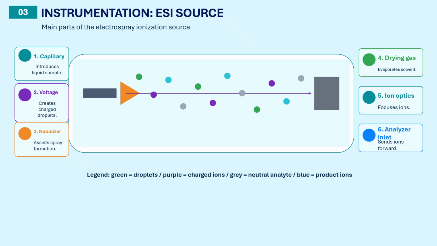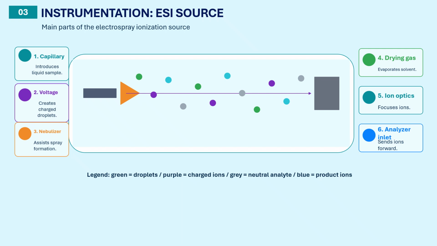Sixth is the analyzer inlet. The analyzer inlet receives the ions from the ESI source and sends them forward into the mass analyzer. Inside the mass analyzer, ions are separated according to their mass-to-charge ratio, written as m/z.